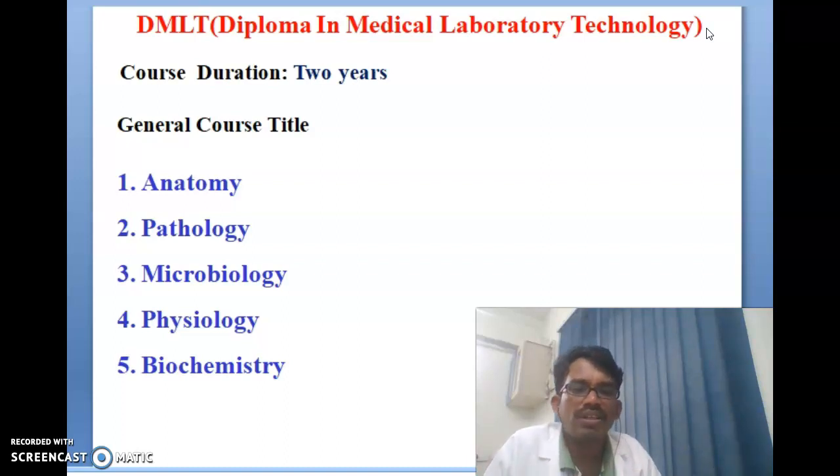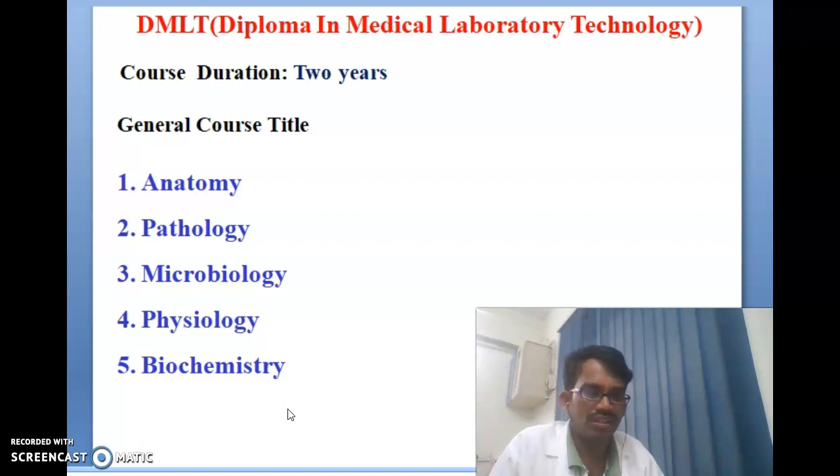And what are the main subjects of this course? The first one is anatomy, the second one is pathology, the third one is microbiology, the fourth one is physiology, and the fifth one is biochemistry. These are the five major subjects of the DMLT course. It is very simple, just a basic introduction.